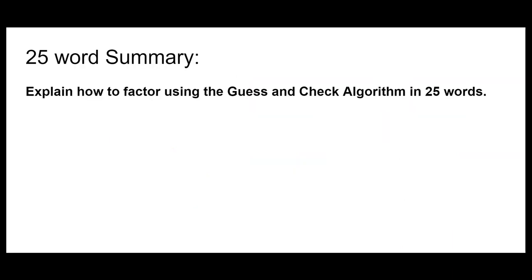So we are going to call the method that we just learned to factor trinomials the guess and check method. Write a 25-word summary of the guess and check method and then begin your classwork. Remember, the answers to the classwork will be in another video.